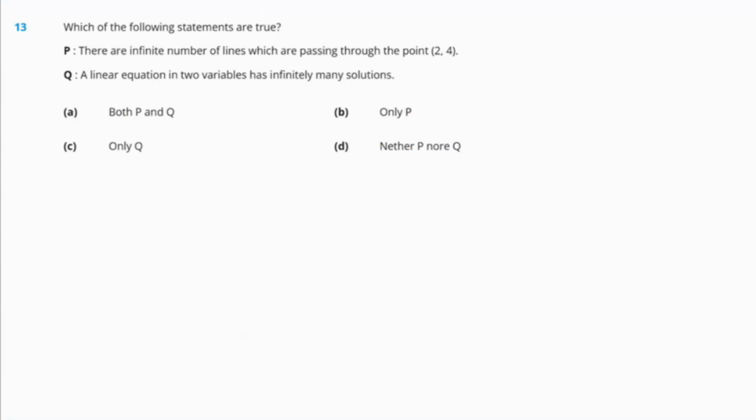Now the next one is which of the following statements are true? So there are infinite number of lines which are passing through the point 2 and 4. Yes, that is true only. From one single point in coordinate geometry, infinite number of lines are passing through. So that statement needs to be true only. Now a linear equation in two variables has infinitely many solutions. Yes, that is also true. Okay, so both P and Q should be the correct answer. Both P and Q are the correct statements only.